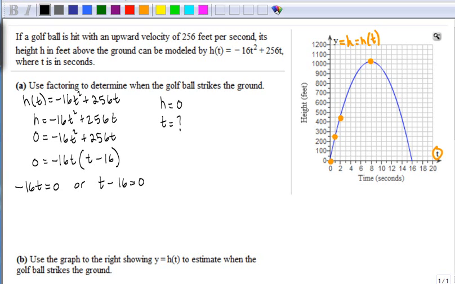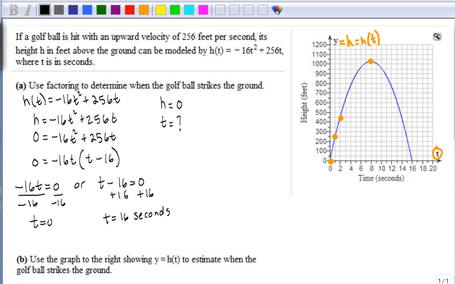We know that each factor should better be 0. To solve the first equation, I'm going to divide both sides by negative 16 to get t equals 0. In the second equation, I'm going to add 16 to both sides to get t equals 16. And those are two answers. Well, the first answer we already talked about. That's when it initially started. So the second answer is our answer. And by the way, this is in seconds.